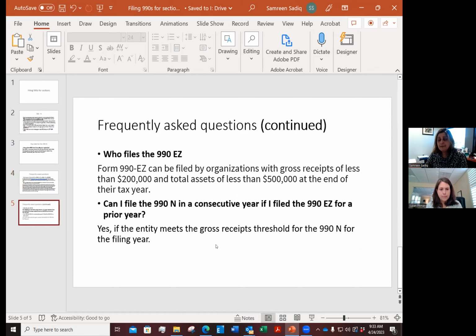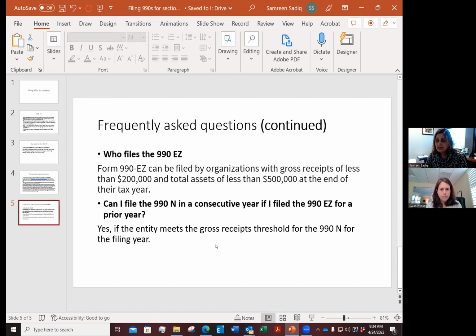And then the lowest tier or the lowest gross receipts category is the $50,000 or less, which is the 990N. But some of the sections may have more than $50,000 in collections. If that's the case, then you have to file the 990EZ, and that can be filed on paper or electronically, but that's the range of $50,000 to $200,000. That's who files the 990EZ.